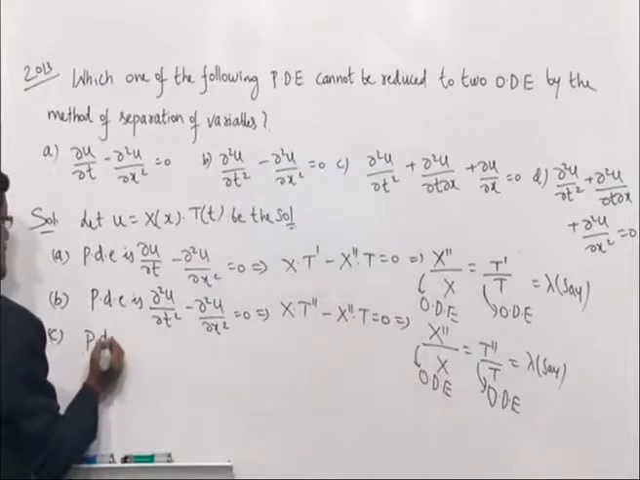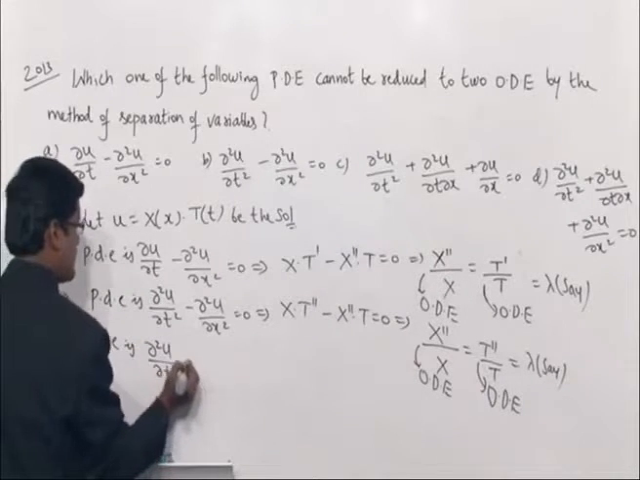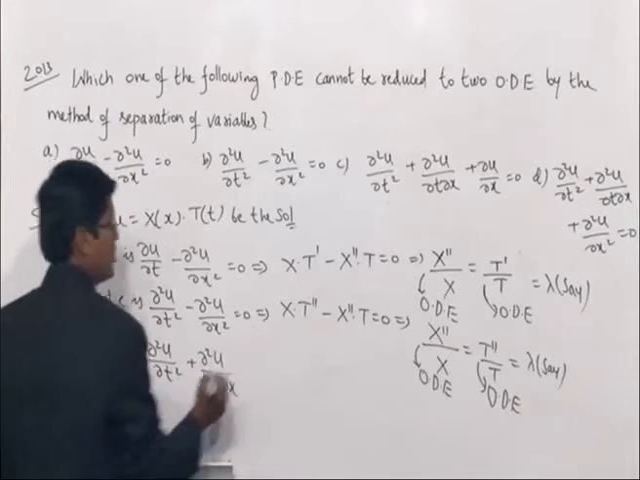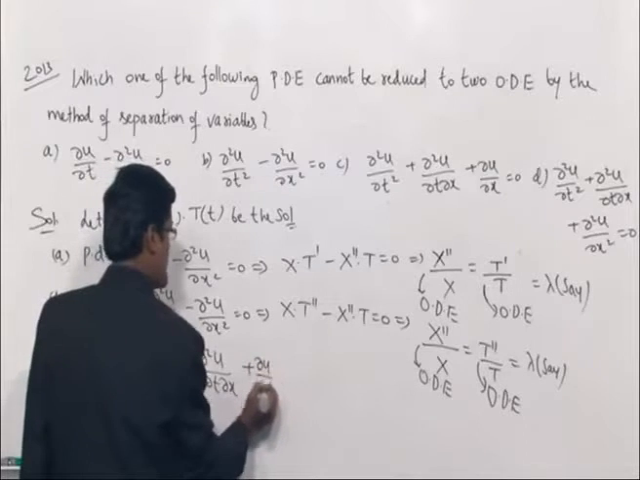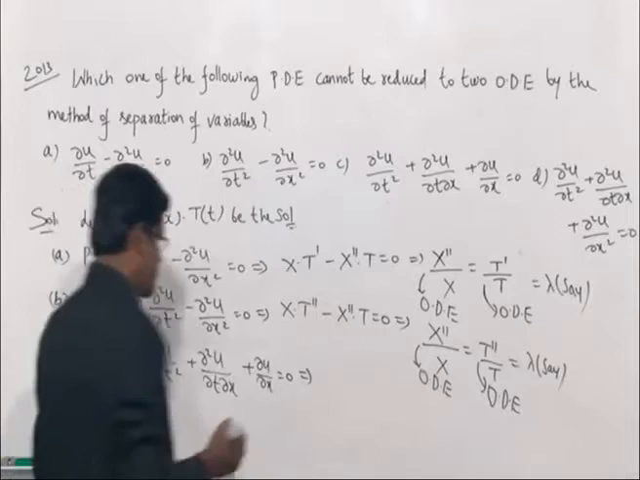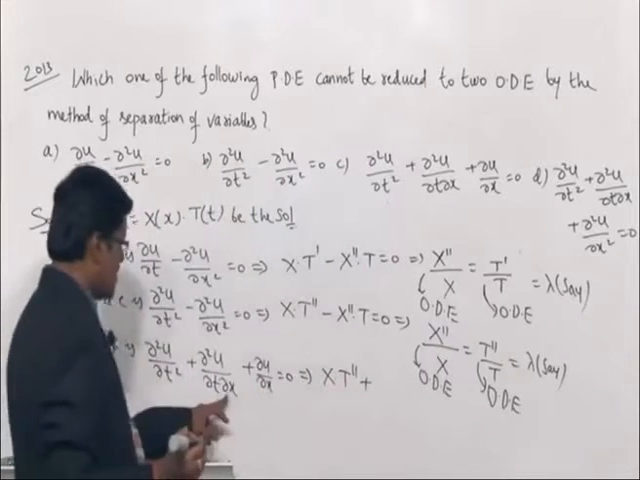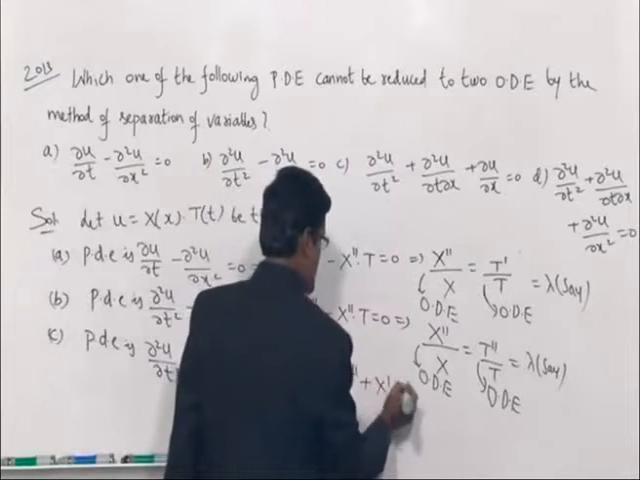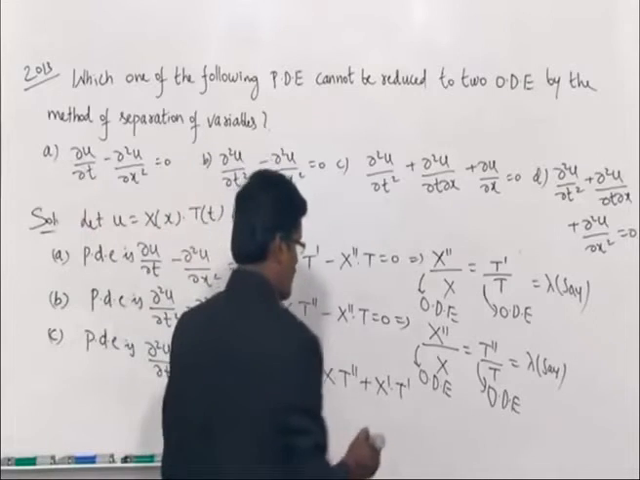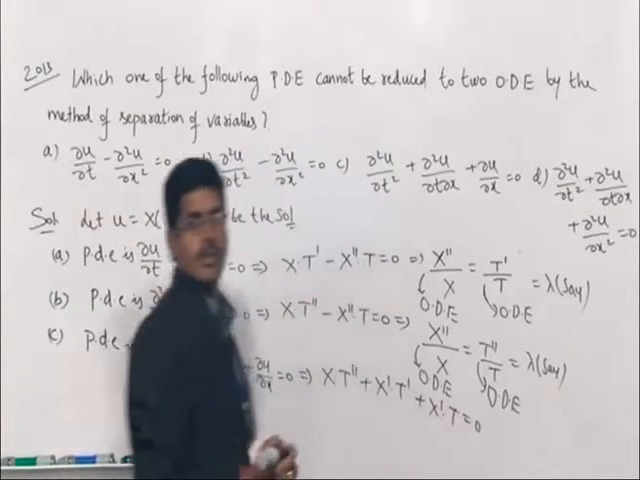Option C, PDE is dou square u by dou t square plus dou square u by dou t dou x plus dou u by dou x. This simplifies to, okay, with respect to t, 2 times means x into t double dash plus 1 time t, other time x. So that is x dash into t dash. Okay, next dou u by dou x with respect to x only. So plus x dash into t is equal to 0.